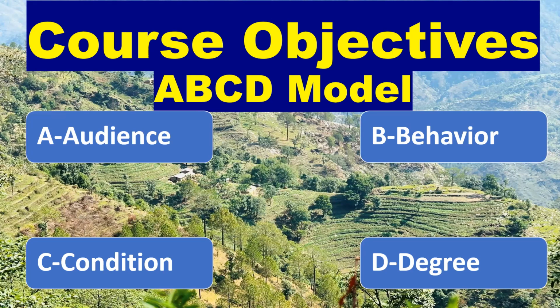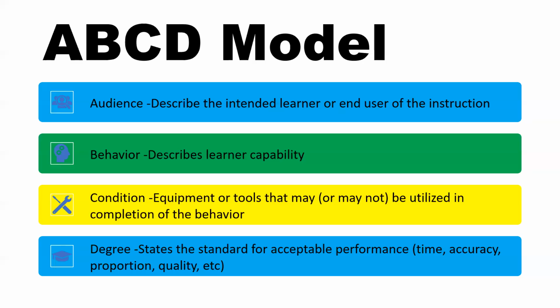So when you are writing course objectives, you have to pay attention to these four most important concepts so that based on this frame, you can write down course objectives for your course. So what do you mean by audience, behavior, condition, and degree? I will be delving into detail and show you an example of how to write down the course objectives for physics courses.